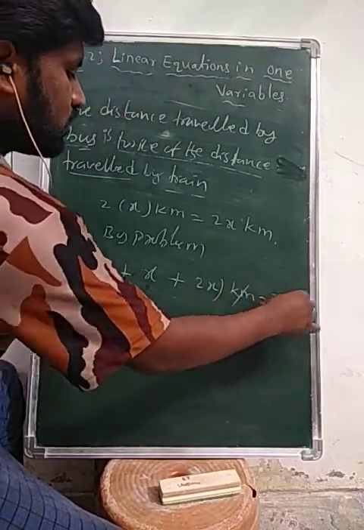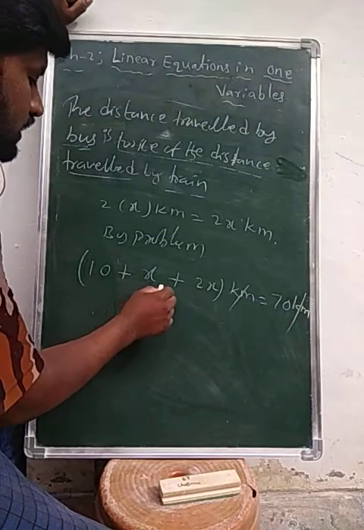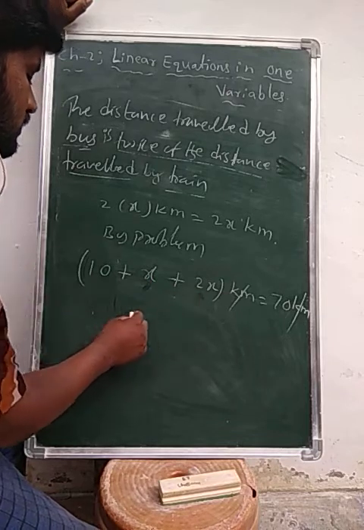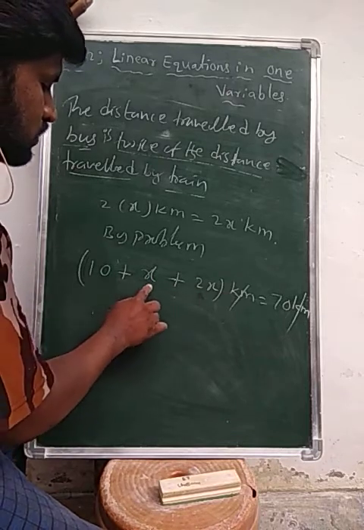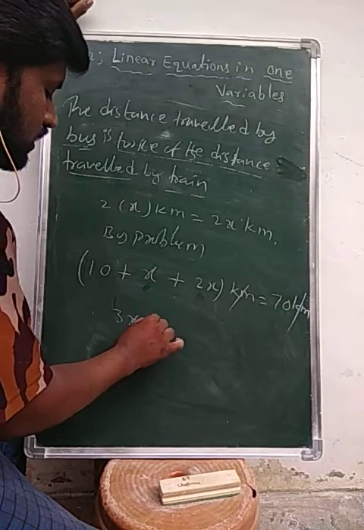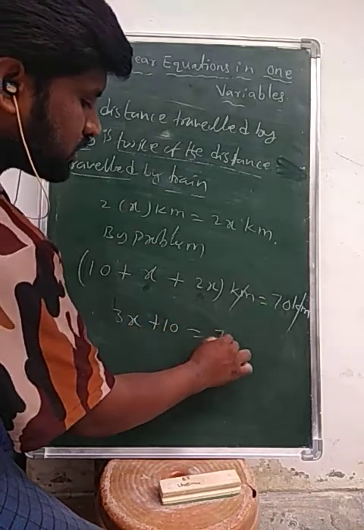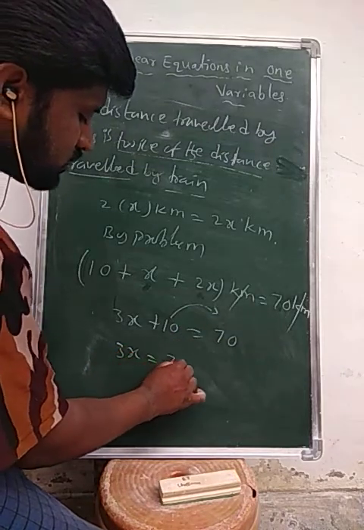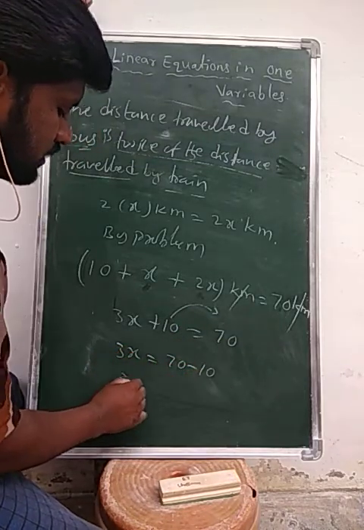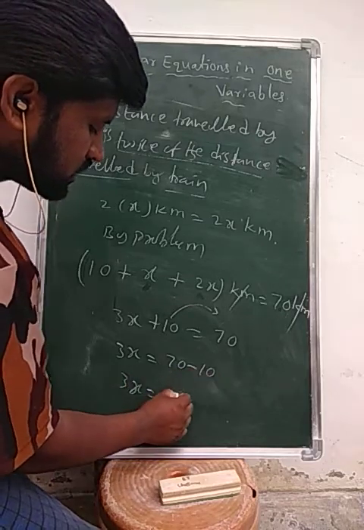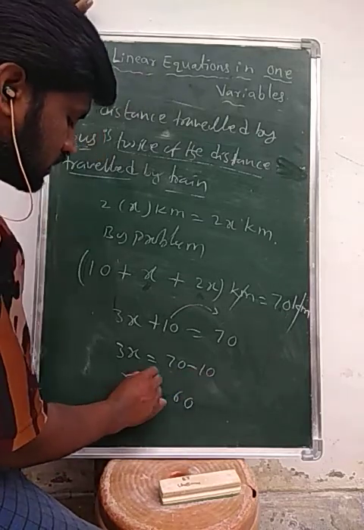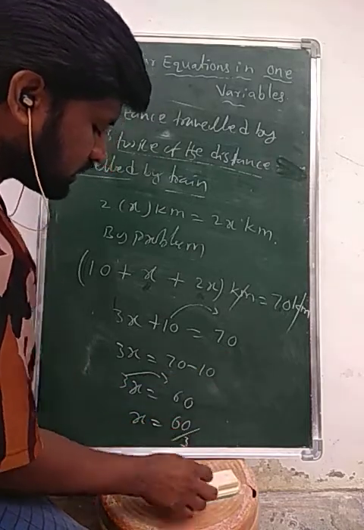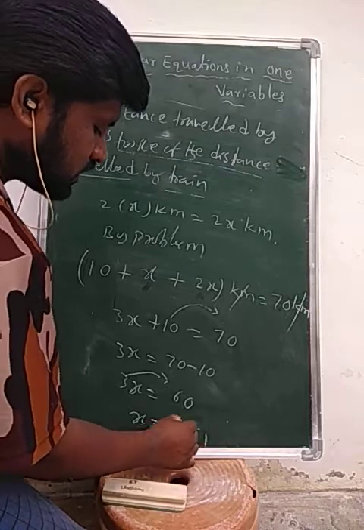Kilometers cancel. So x plus 2x is 3x, plus 10 is equal to 70. 10 transposing to the RHS, we get 3x is equal to 70 minus 10, that is 60. Transposing 3 to the RHS, we get x is equal to 60 by 3. 3 1s are 3, 3 20s are 60.